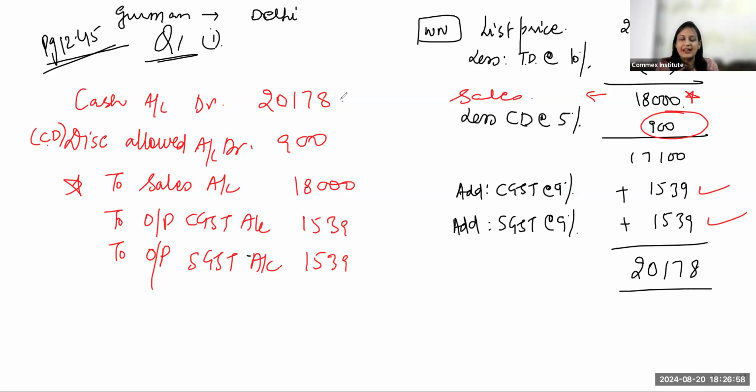And now check whether my debits and credits are equal or not. That is very important in these transactions. 20,178 plus 900, my debit figures are 21,078. Let me check my credit figures. 18,000 plus 1,539 plus 1,539 is 21,078. This is debit, this is credit. So it is matching. Once you're able to make this working note, children, you'll be able to put in the figures, I hope.